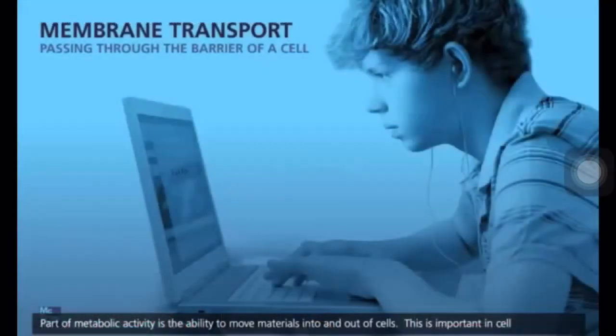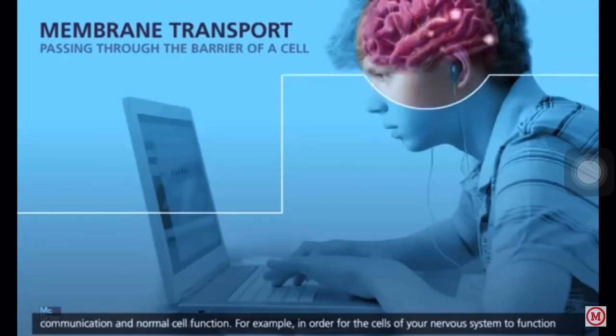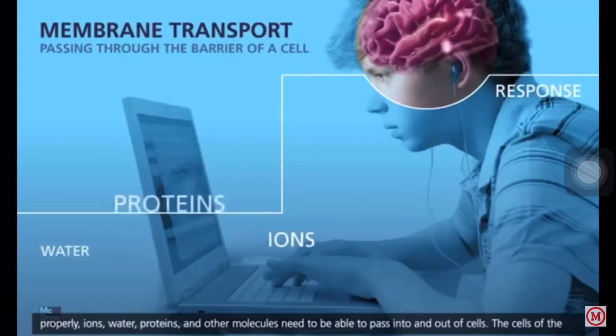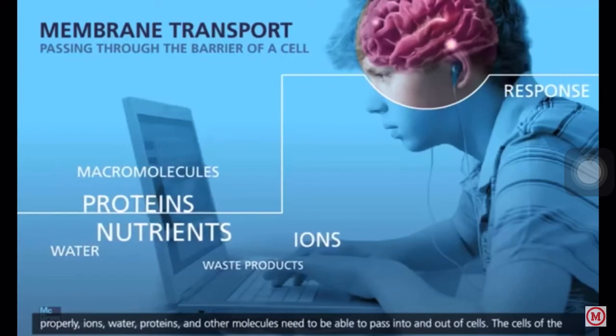Activity is the ability to move materials into and out of cells. This is important in cell communication and normal cell function. For example, in order for the cells of your nervous system to function properly, ions, water, proteins, and other molecules need to be able to pass into and out of cells.